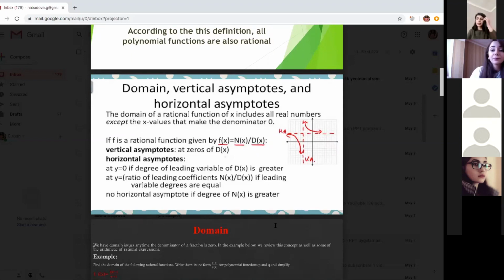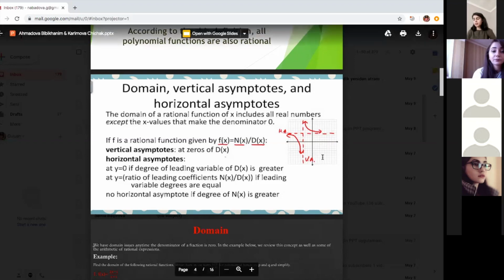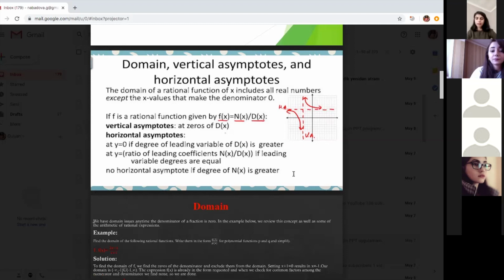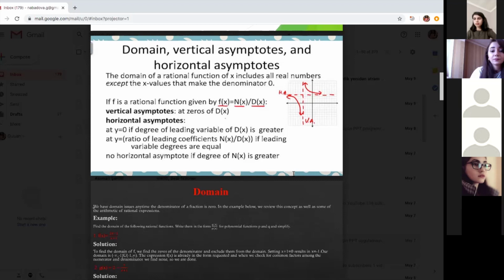The domain of a rational function of x includes all real numbers except the x values that make the denominator 0. If f is a rational function given by f(x) equal to n(x) over d(x), the vertical asymptotes are at the zeros of d(x). Domain: we have a domain issue anytime the denominator of a fraction is 0. In the example below, we review this concept as well as some of the arithmetic of rational expressions.